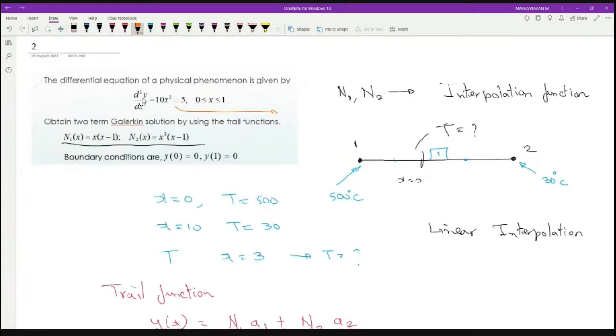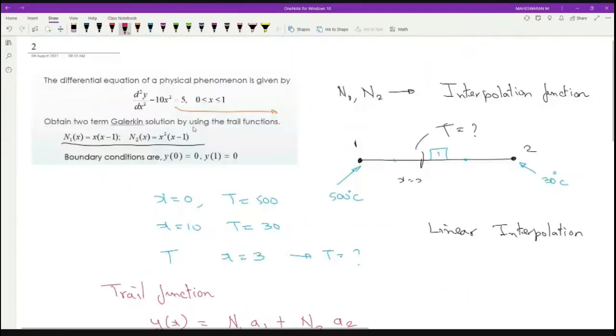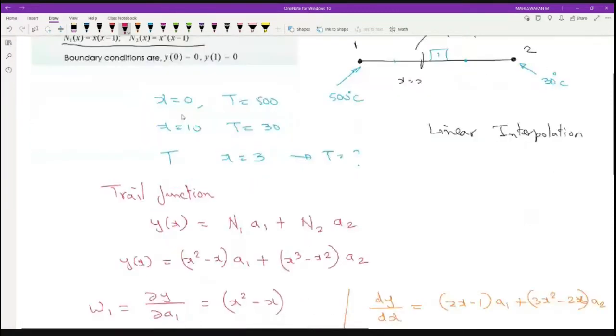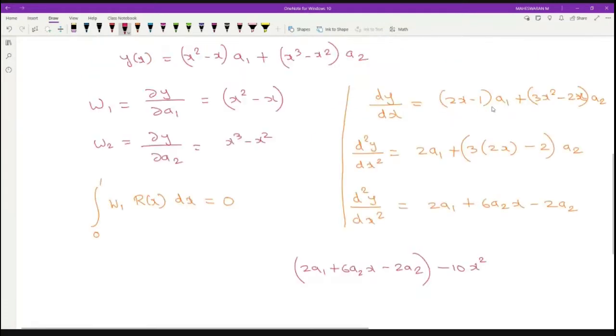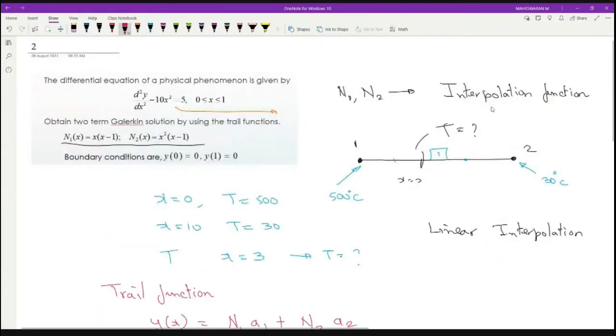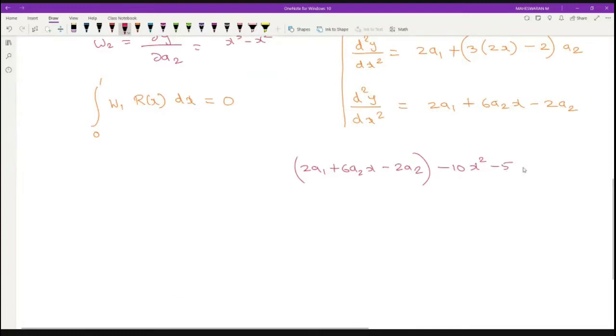Now you substitute it in this differential equation. d square y by dx square we identified, which is 2a1 plus 6a2x minus 2a2, minus 10x square. Always we will be differentiating with respect to 0, and they have given 5, so you bring it to the other side, so minus 5. This is not equal to 0, which is equal to R of x.